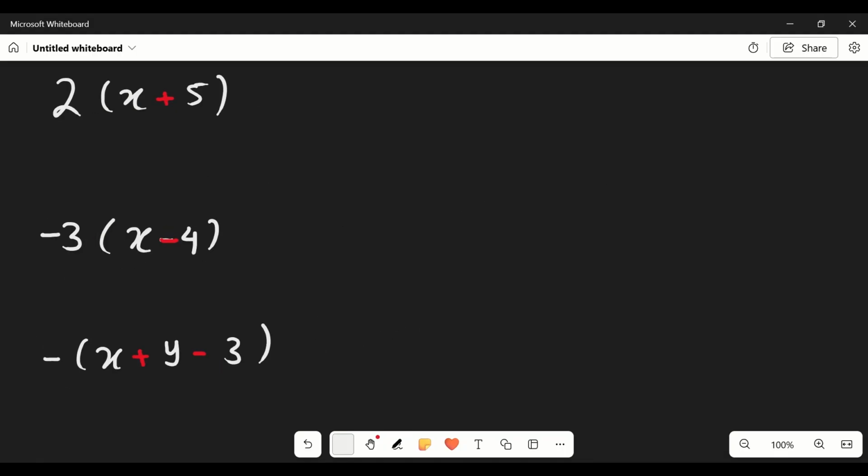Let's try a bit harder. We get the outside is 2 and the inside is x and 5, so we must multiply the outside into all of the inside, so we get 2 times x plus 2 times 5. This equals 2x plus 10, because 2 times 5 equals 10.